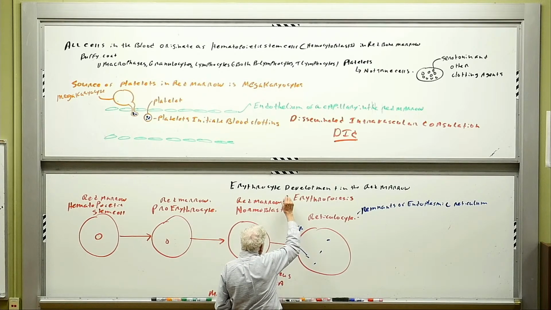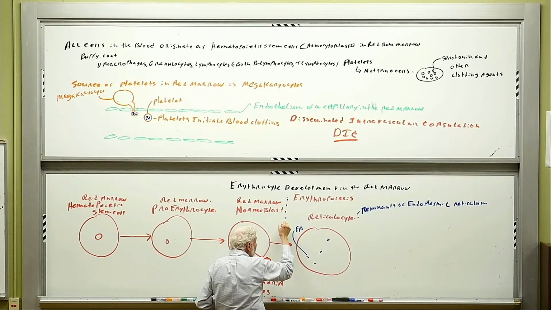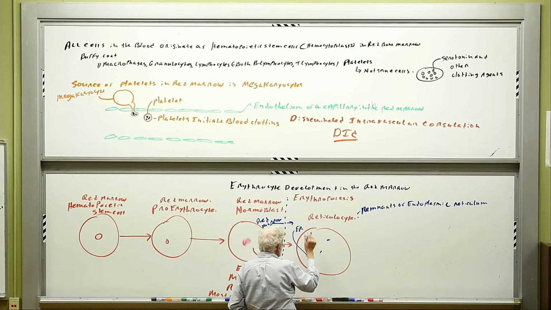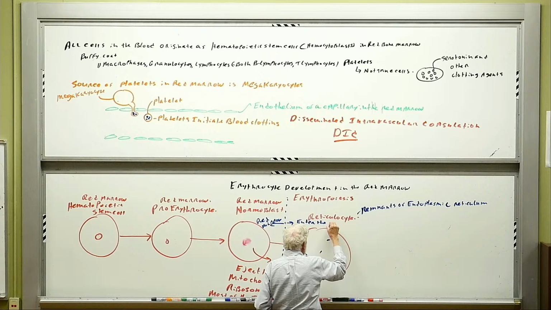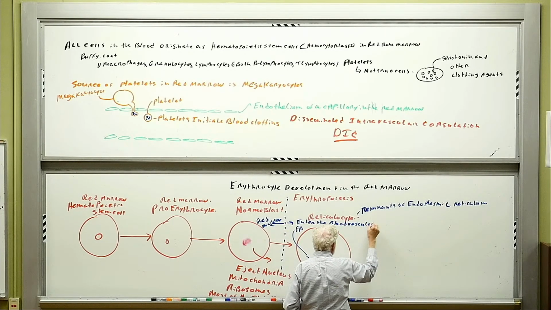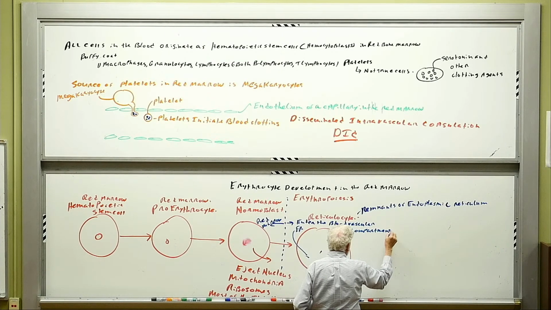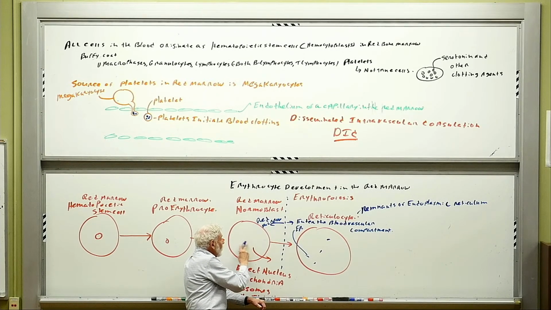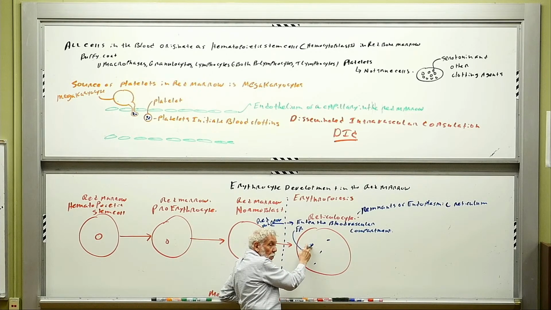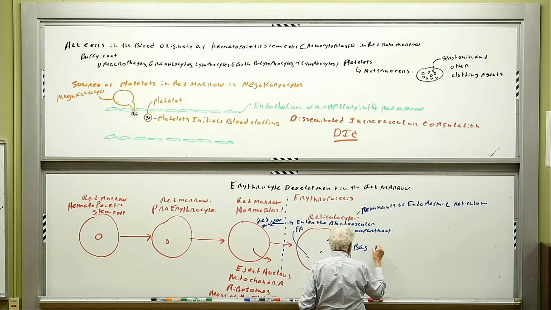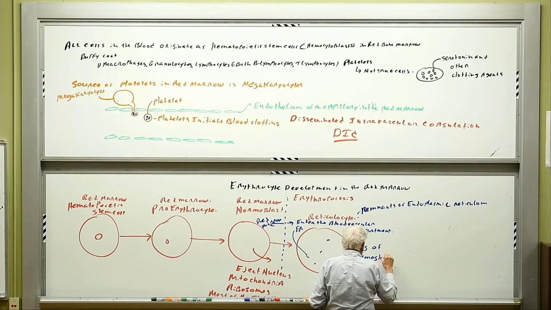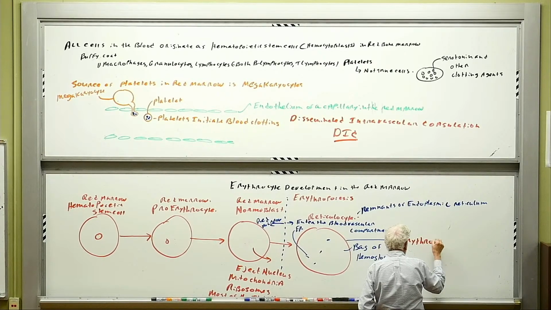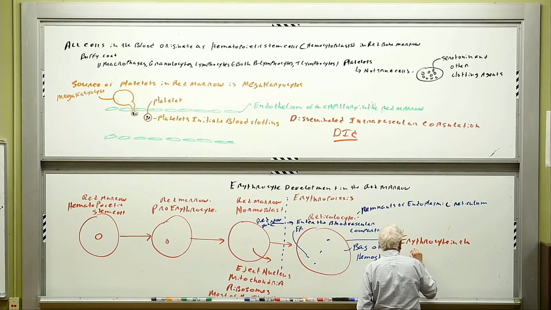Now, at this point, you can draw a line. Everything to the left of the line is in the red marrow. And to the right of the line, these reticulocytes now enter the blood vascular compartment. That is to say that these reticulocytes leave the red bone marrow and go out into the blood vascular compartment, and they will now be a bag of hemoglobin that will develop into an erythrocyte in the blood vascular compartment.